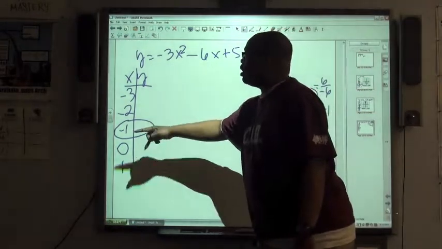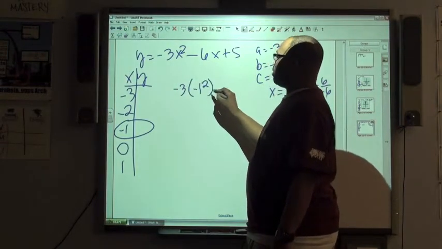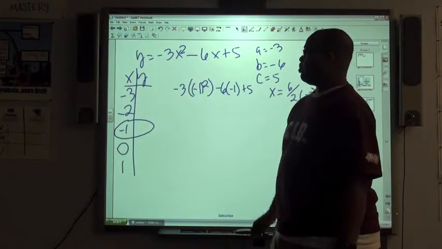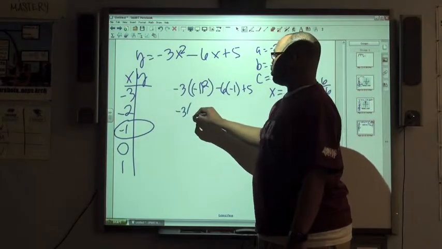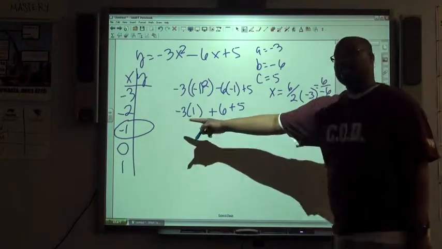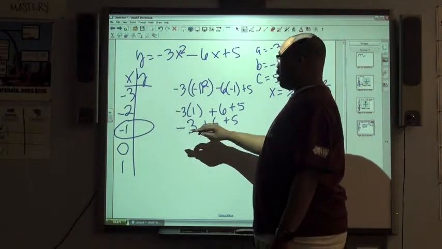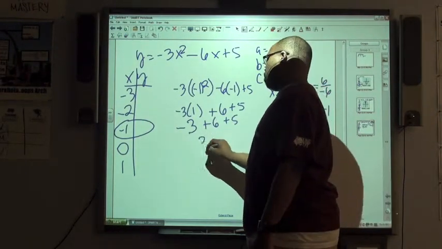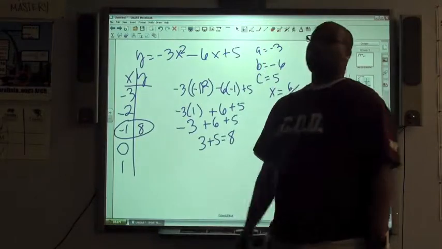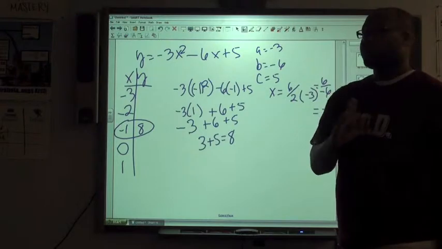And so I'm going to start plugging those things in. Let's plug in negative 1 first. Negative 3 times negative 1 squared minus 6 times negative 1 plus 5. Negative 1 squared is a positive 1, so that's negative 3 times 1. Negative 6 times a negative 1 is a positive 6 plus 5. Negative 3 times 1 is a negative 3 plus 6 plus 5. Negative 3 plus 6 is a positive 3 plus 5. That's going to give me 8. So my y value that corresponds to the x value of negative 1 is 8. So my vertex is negative 1, 8.